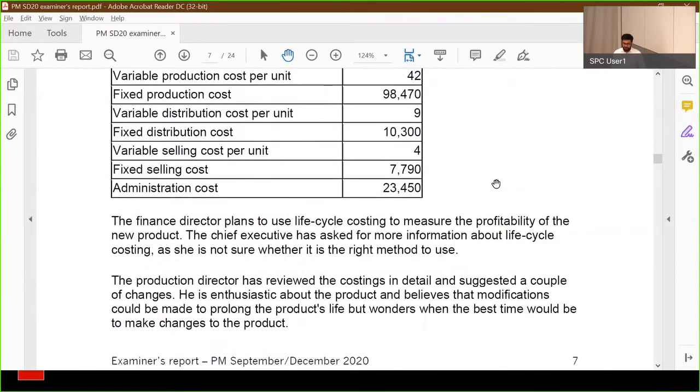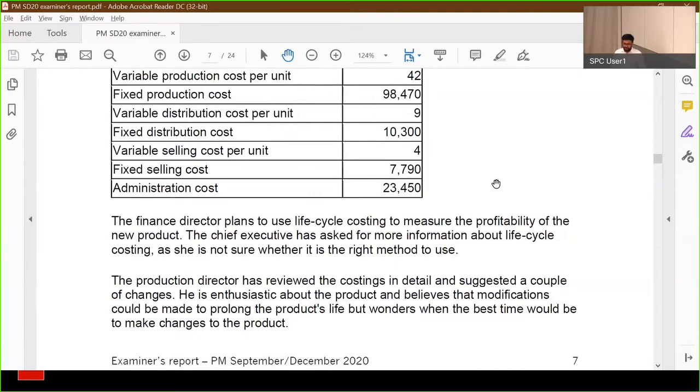And after that, the finance director plans to use life cycle costing to measure the profitability of the new product. So this statement gives us an idea that the examiner has tested life cycle costing for this part of the exam. And we need to recall very important points that we would have covered during our preparation phase regarding the life cycle costing.